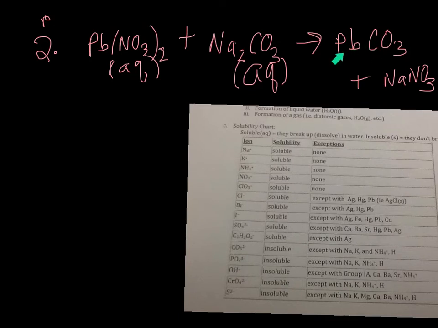Now I have to see if one of them's a solid. So lead carbonate. I don't see lead on here, but I see carbonate is insoluble, so it's a solid, unless it's with one of those. And lead is not one of those. So we do have our solid. Yay. So the reaction happens. So you could write solid, you could write PPT, or you could write a downward arrow because precipitates fall down. Now sodium nitrate is aqueous, and that's fine, because sodium is soluble all the time. And then you'd have to balance the reaction, and I think you need a 2 in front of that. And you're done.